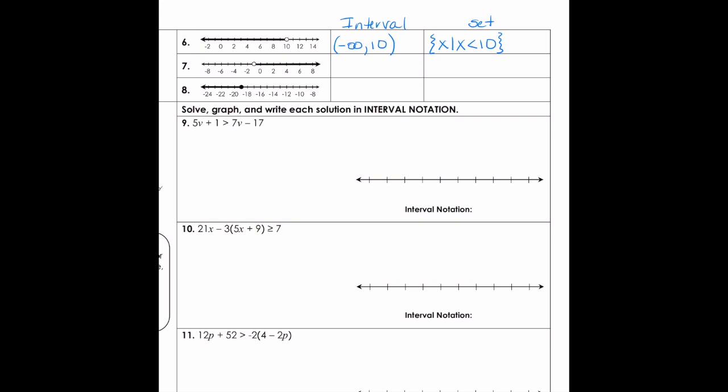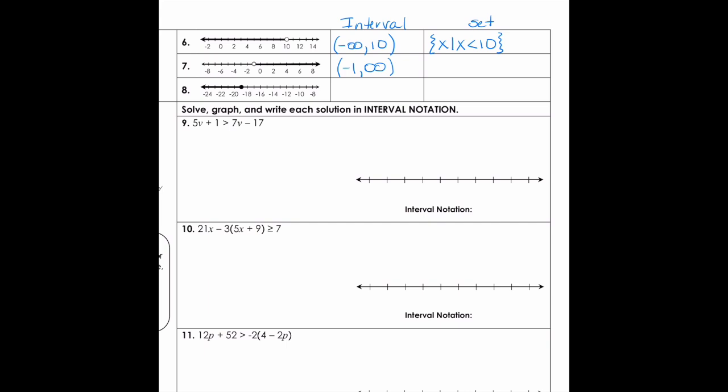All right, number 7. Interval notation. On the left-hand side, I have an open circle at -1. So that tells me to put a parenthesis, -1. On the right-hand side, it just continues on to infinity, so I'm going to need a parenthesis.